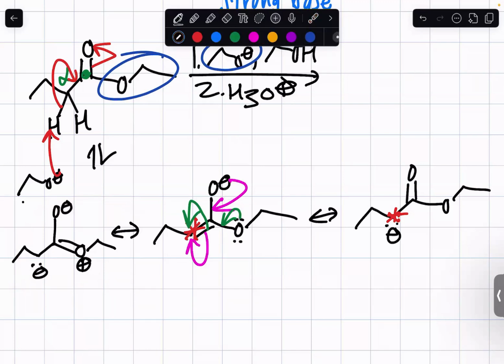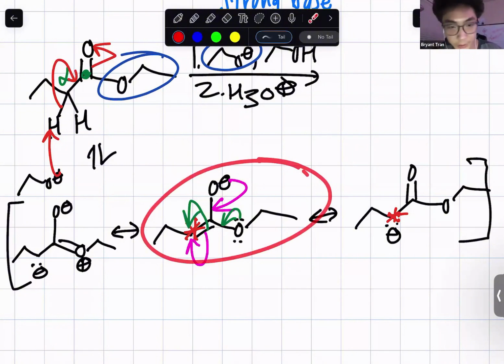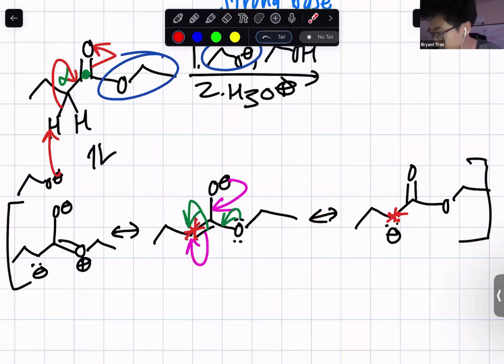This is a very, very minor resonance structure, right? Because there's so many formal charges there. This is the major resonance structure. This exists more in nature, right? Because it's the most stable one. This is the minor one, but this one here is the one that clearly shows what's the nucleophile, which is this alpha carbon right here.